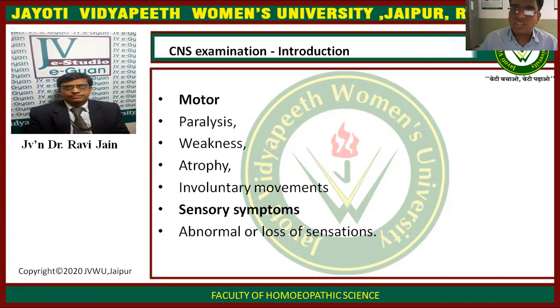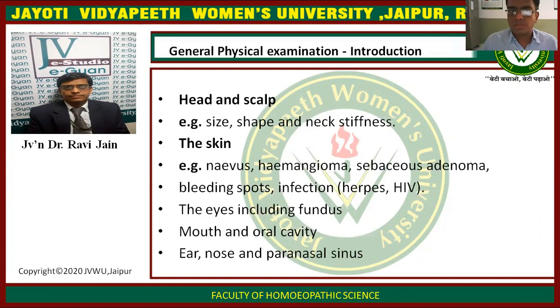Changes in the sensory symptoms, like abnormal or loss of sensations, you have to check. In the motor system, you have to check for paralysis, weakness of muscles, atrophy of muscles, and any kind of involuntary movements. Sensory symptoms include abnormal or loss of sensations.